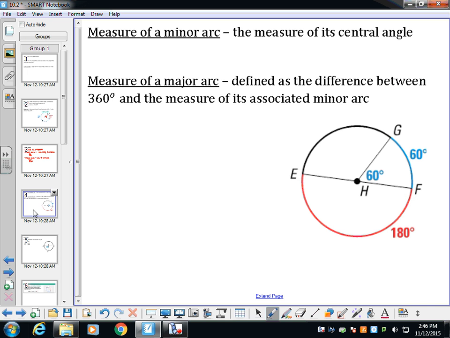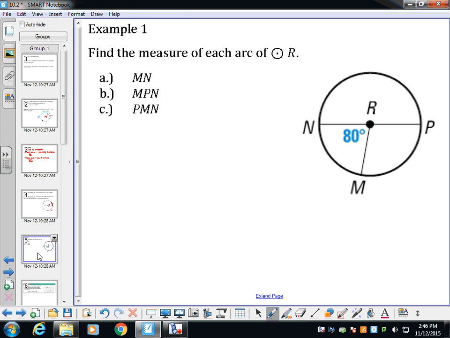The measure of a minor arc is also the measure of its central angle. For example, if my central angle is 60 degrees, then my minor arc is 60 degrees. The measure of a major arc is technically defined as the difference between 360 degrees and the measure of its associated minor arc. All of these should have arcs drawn in over top of them.